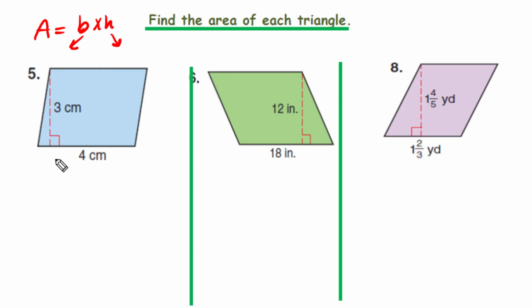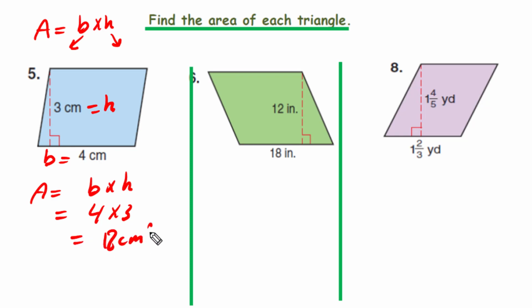Look at the first one. The base is equal to 4 centimeter. The height is equal to 3 centimeter. So the area is equal to base times height. Just find the product of the base and the height. 4 times 3 equals what? Equals 12 square centimeter.